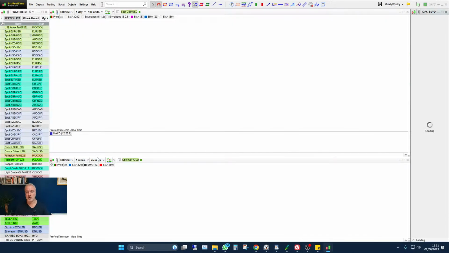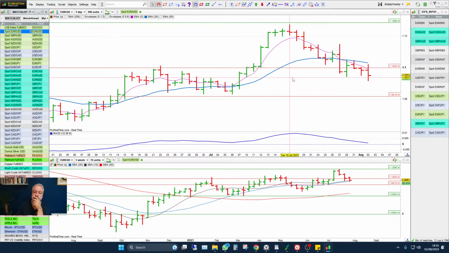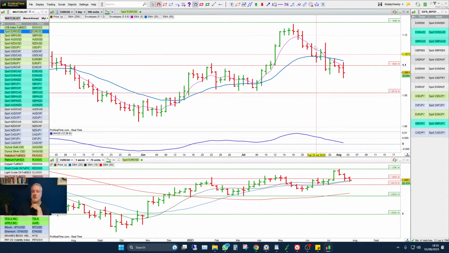Let's have a look at euro dollar first of all. So we technically have a downtrend on the daily.